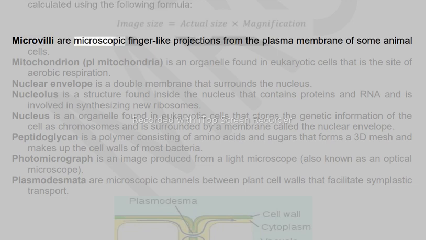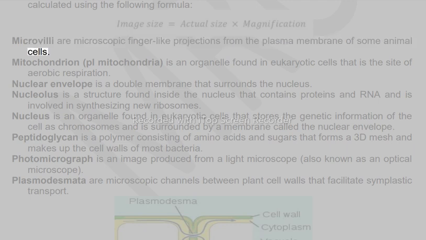Microvilli are microscopic finger-like projections from the plasma membrane of some animal cells. Mitochondrion, plural mitochondria, is an organelle found in eukaryotic cells that is the site of aerobic respiration. Nuclear envelope is a double membrane that surrounds the nucleus. Nucleolus is a structure found inside the nucleus that contains proteins and RNA and is involved in synthesizing new ribosomes.